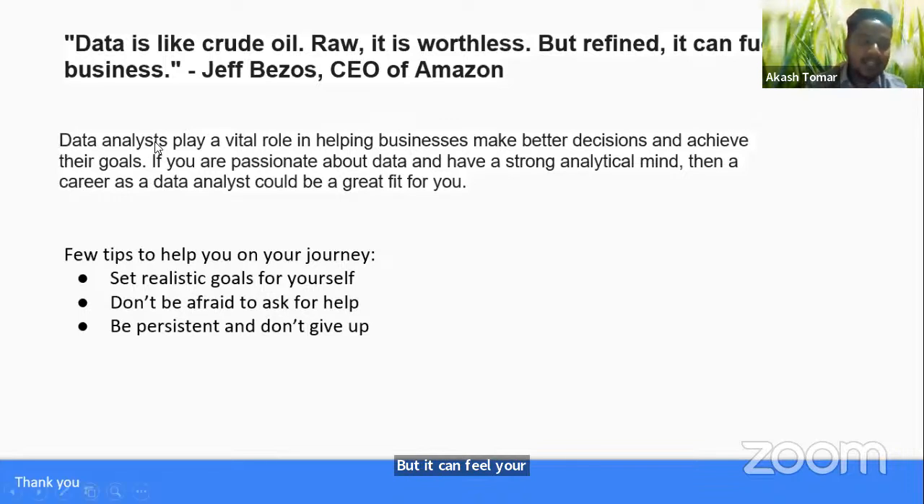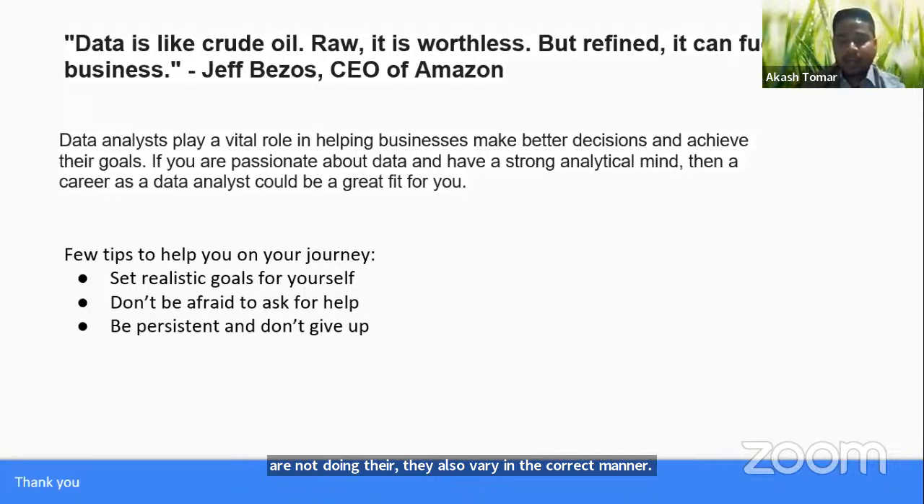I also have this particular line: data analysts play a vital role in helping the business make better decisions, because data analysts base each and every word on factual data from the past. Okay, so if a business is taking a critical decision based on the data analysis and they are not doing it in the correct manner, they might end up with major losses in the business.